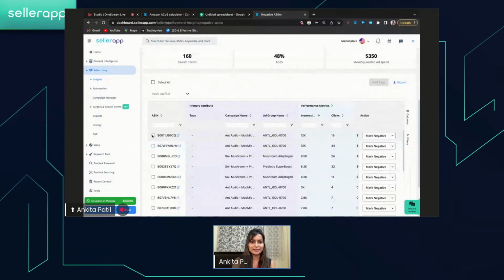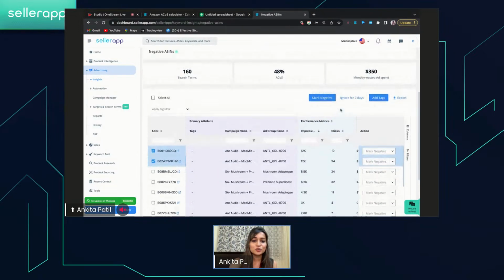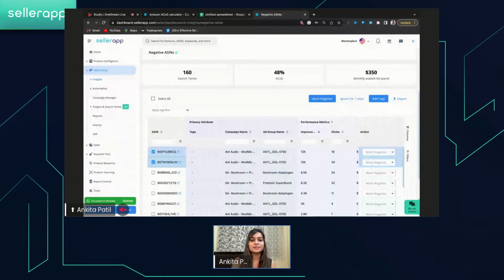And accordingly, you can take decisions for yourself after collectively selecting them. Either mark them negative so that they won't appear in your campaigns, or you can just ignore them for 7 days. Now, next is use exact match type keywords.